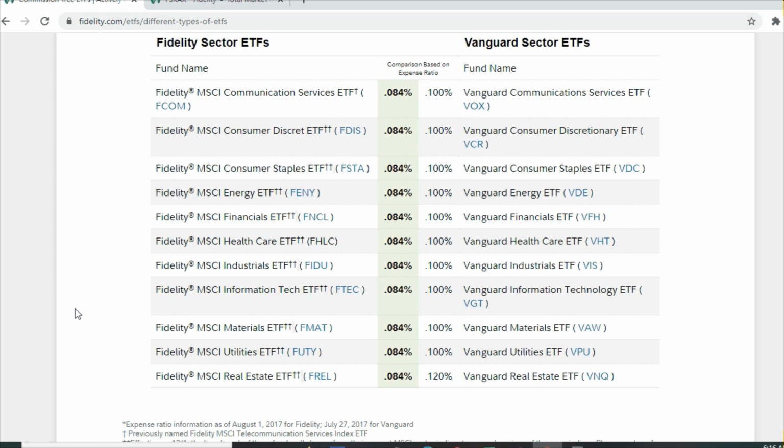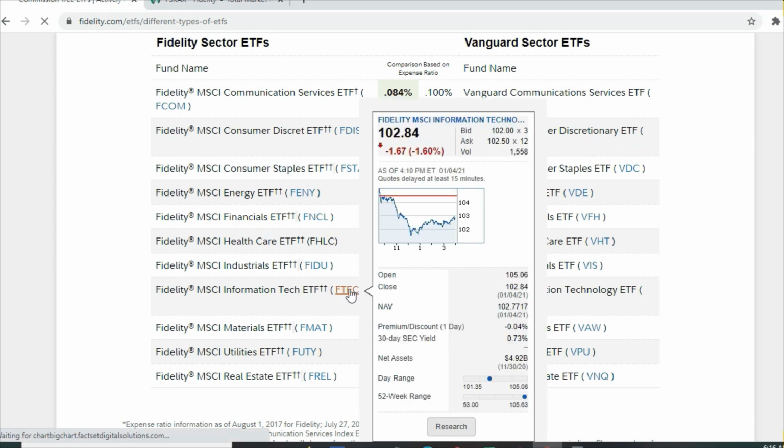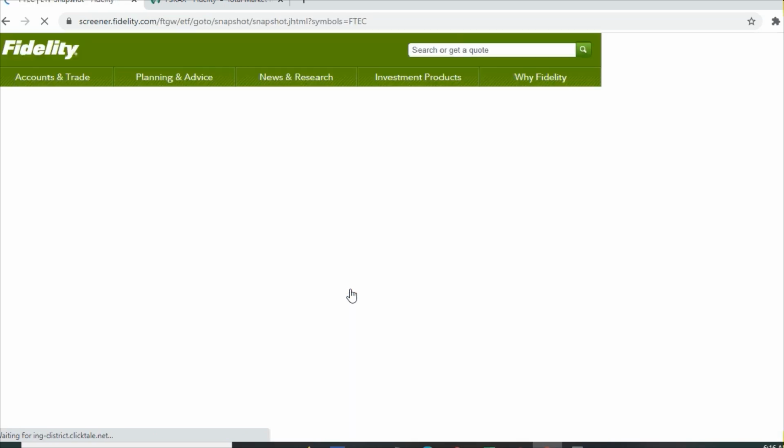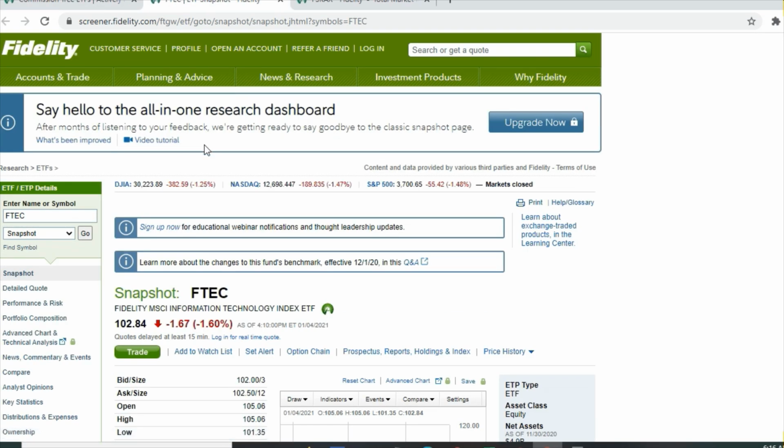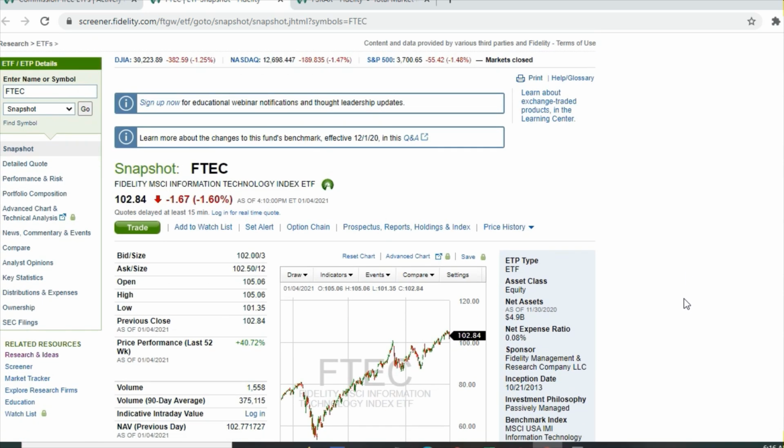Take, for example, the Information Technology ETF for Fidelity. Ticker symbol here is FTEC. The Fidelity MSCI Information Technology Index ETF, FTEC. You'll see here, one of the first things I want to point out, this is an indexed ETF or passive ETF. And as a result, their expense ratio is much, much lower. You can see here, 0.08%. And remember that the active equity ETFs are charging 0.59%.